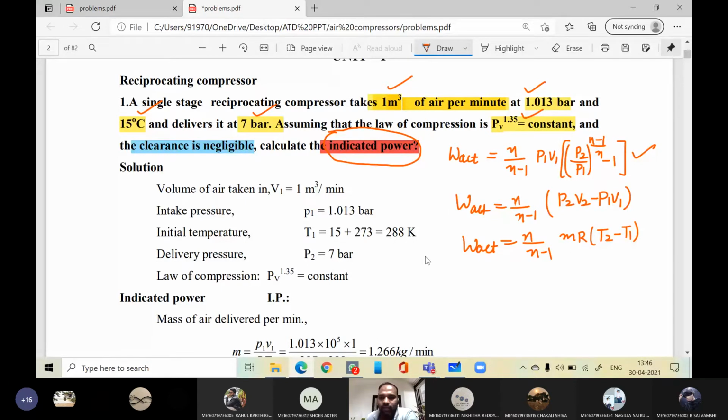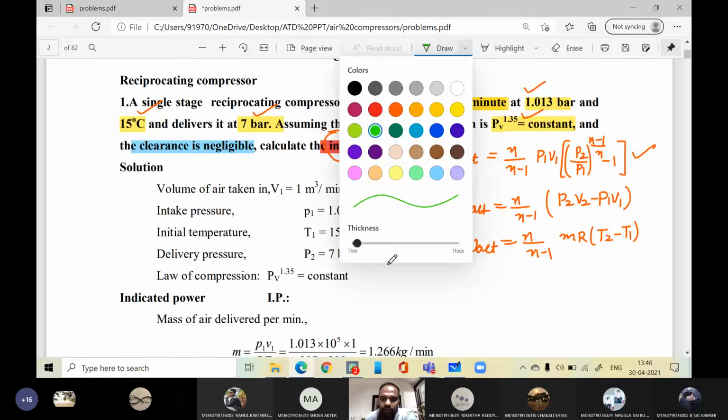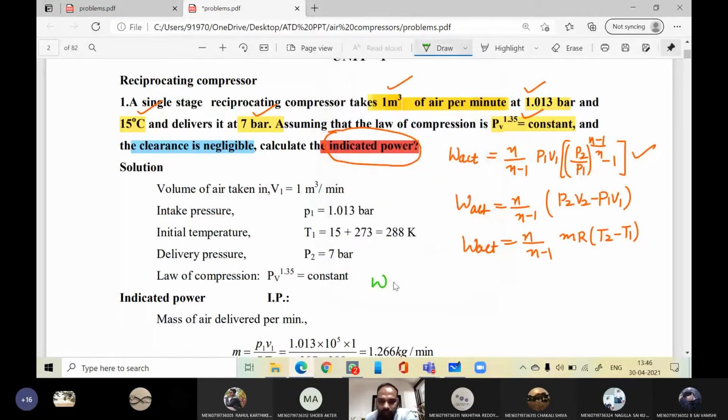Right. Type and tell me. Actually, sorry, indicated work. Open the calculators. W is equal to n by 1.35 minus 1, into 1.35 into the P1 value. So again, units you should convert, right?